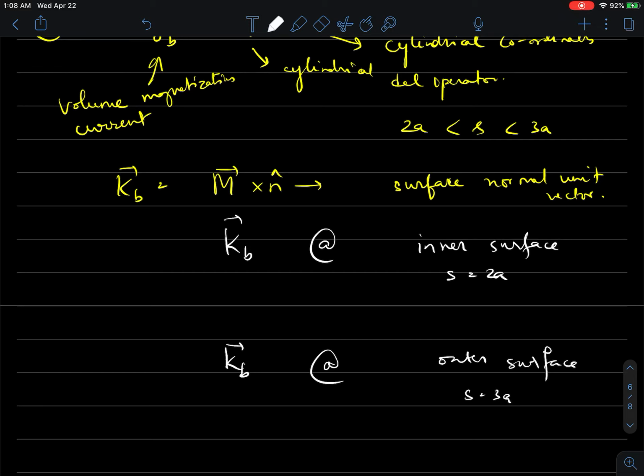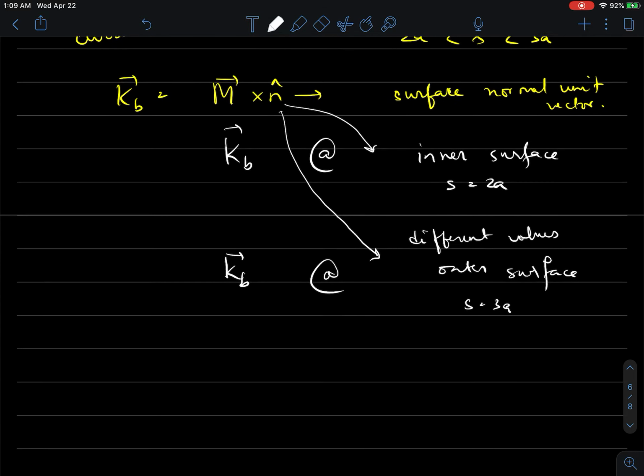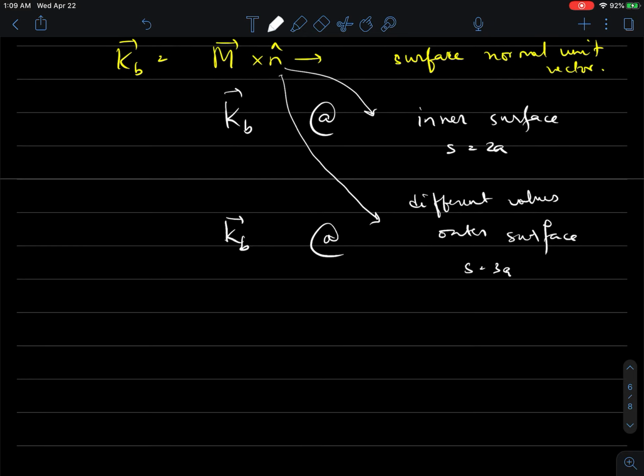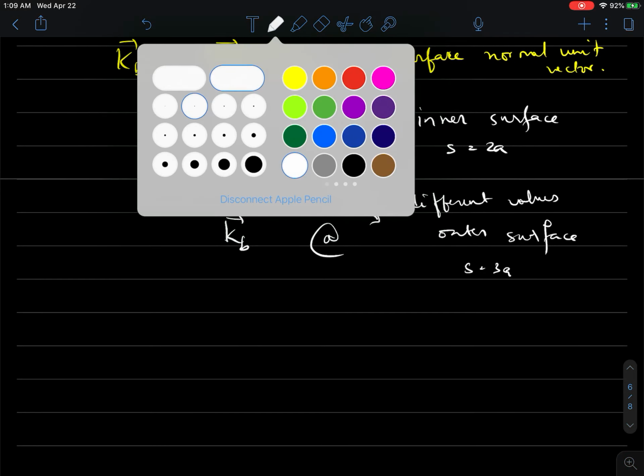So n is different here and different here, different values. I've shown you how the surface normal is to both those surfaces. Use your common sense to find the surface normal direction, and find KB as discussed earlier in problem 2. These are very straightforward, simple problems.